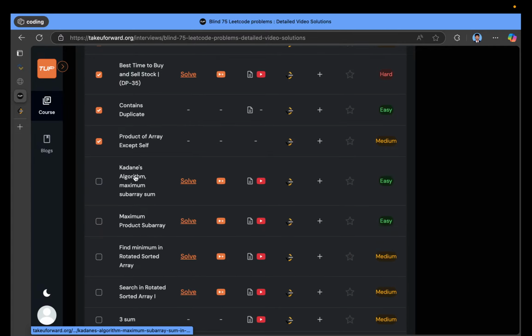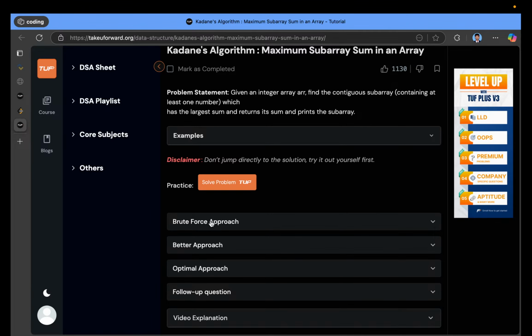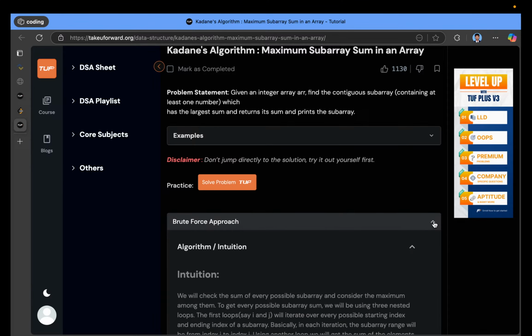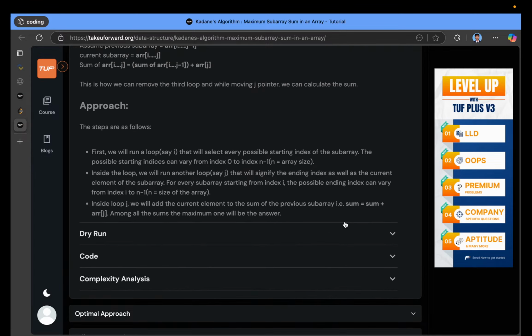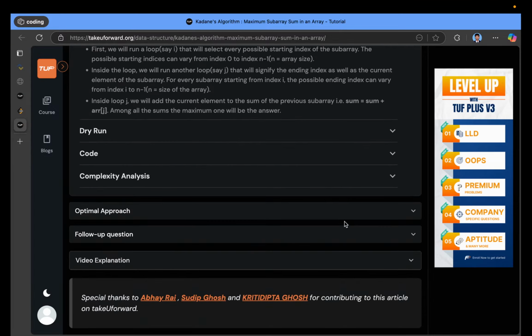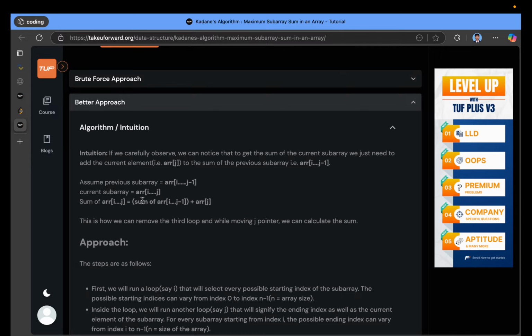I think I was doing, yeah, no, this one. Oh, nice. Thank you, bro. Okay, brute force approach. Oh, nice. Well, I don't need brute force. Let's check out the better one. Intuition: if we carefully observe, we can notice that to get the sum of the current subarray, we just need to add the current element to the sum of the previous subarray. Sorry, I am not that good. Where is the code? It's not here. Okay, I have to understand from this.